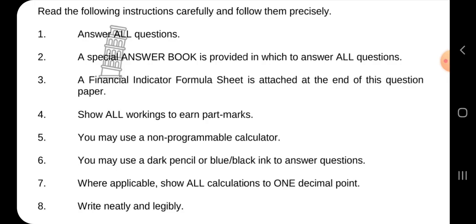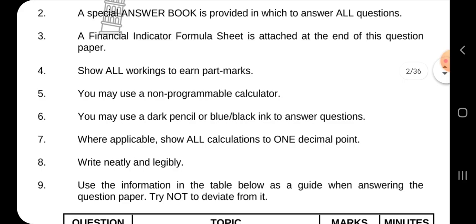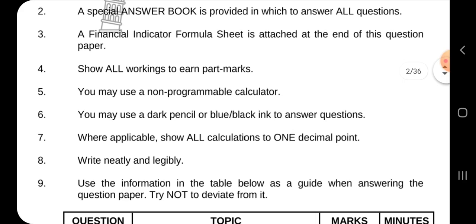Number 1 says answer all questions. 2 says a special answer book is provided in which to answer all questions. 3 says a financial indicator formula sheet is attached at the end of this question paper. Show all workings to earn part marks. You may use a non-programmable calculator. You may use a dark pencil or blue or black ink to answer questions. Where applicable, show all calculations to 1 decimal point.